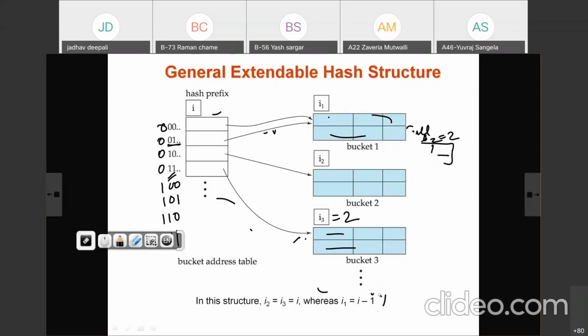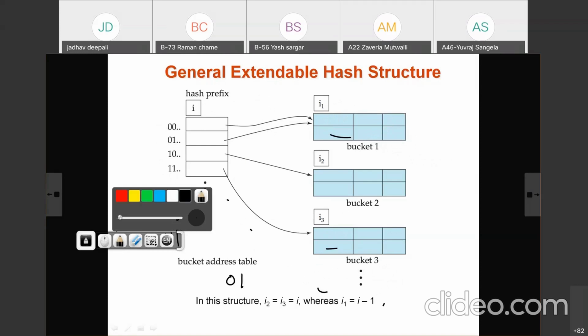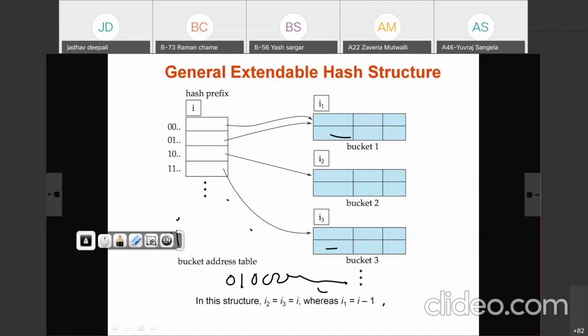Then again the same thing is there. First we need to locate a record. For example, suppose I want to delete a record whose hash value is 0100 00 something. So i is equal to 2, so we observe the first two bits to locate the record. So 01, follow the pointer. Here the record is there. Delete the record.